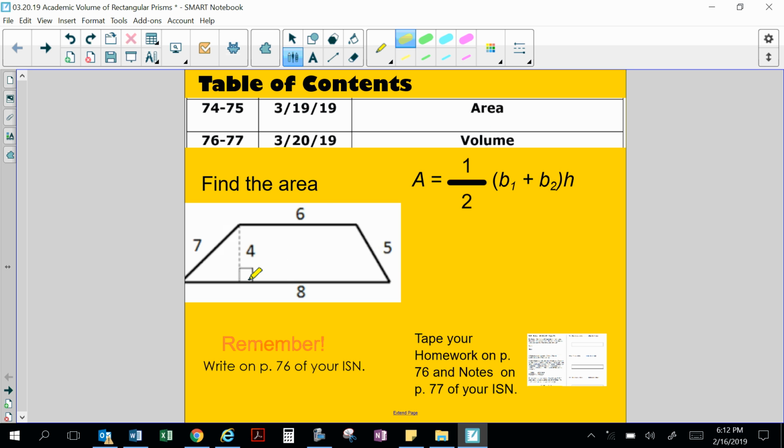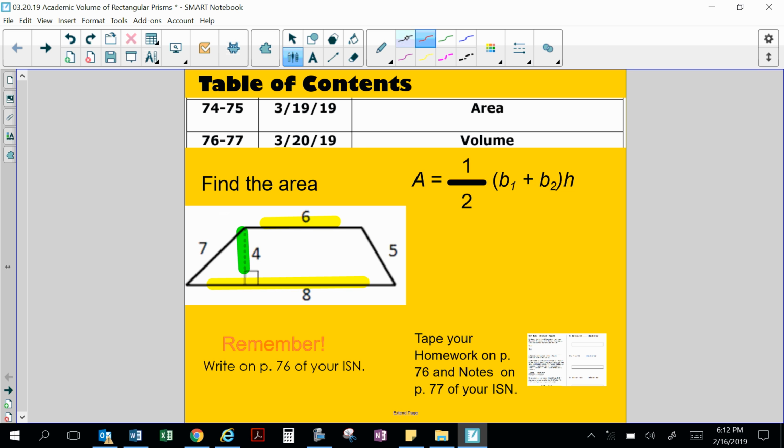So I like to highlight things to help me understand this. So base 1 is right here. Base 2 is here. So in green, I'm going to highlight the height, which is 4. Do I need 7 and 5? No, those are the slants. I'm gonna take my pen right now and scratch both of these out. They are unnecessary information.